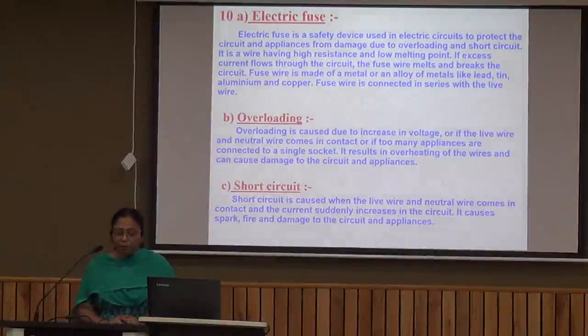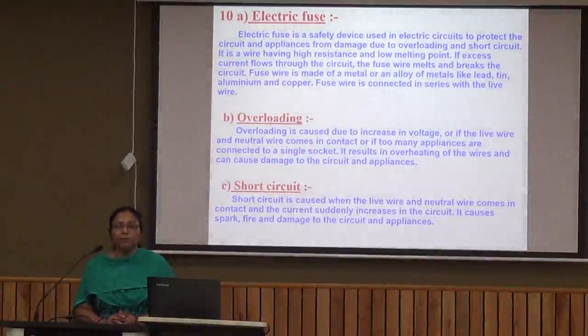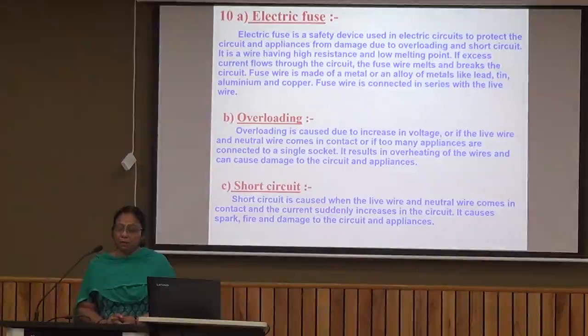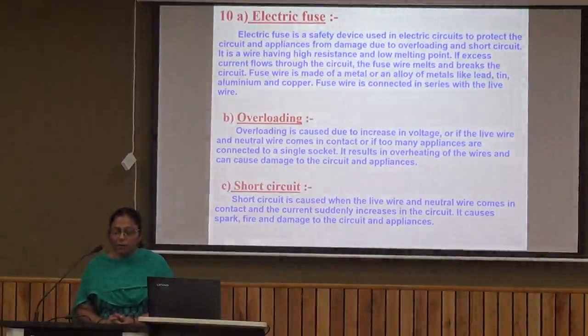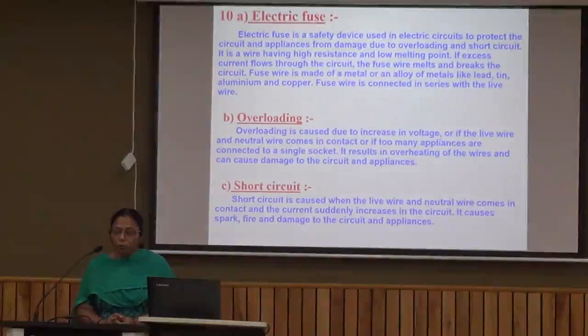Then what is the electric fuse? What is its function? It is a safety device and it protects the electric wiring. Why? Because it has a high resistance and a low melting point. If excess current flows through the circuit in any circumstance, the fuse wire will melt and will break the circuit. Fuse wire is made of a metal or an alloy of metals like lead, tin, aluminium and copper. Fuse wire is connected in series with the live wire.